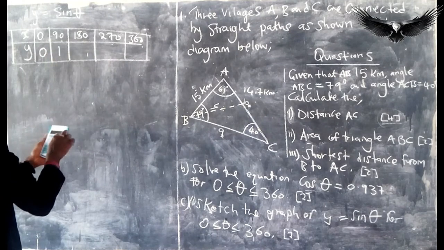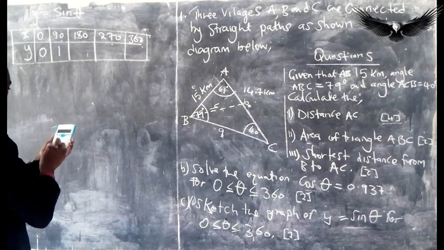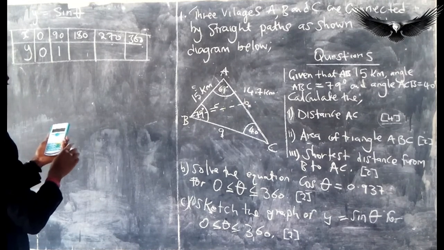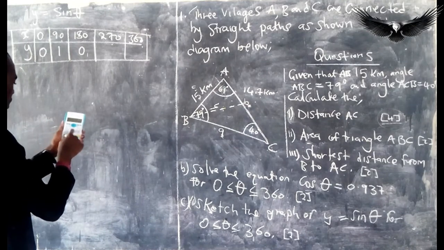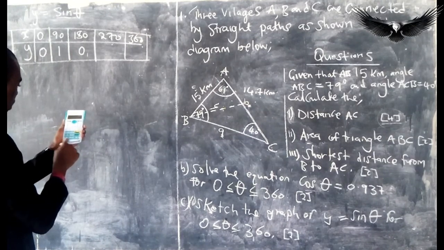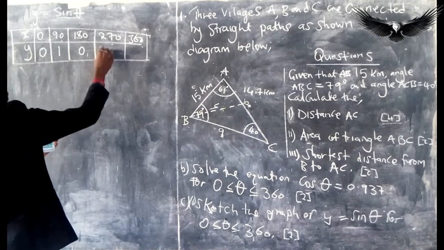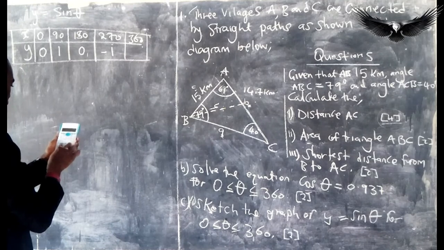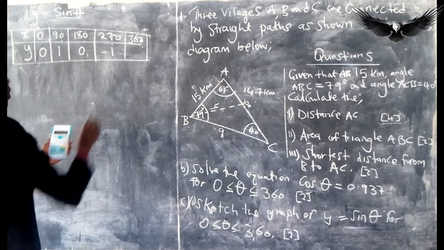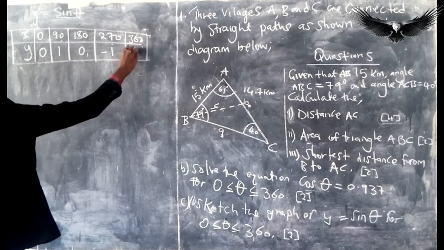Okay. Then you go to sine 180, which is equal to 0. Then you go to sine 270, which is equal to negative 1. Then finally you do sine 360, which is equal to 0. Alright, so these are the values that you have.